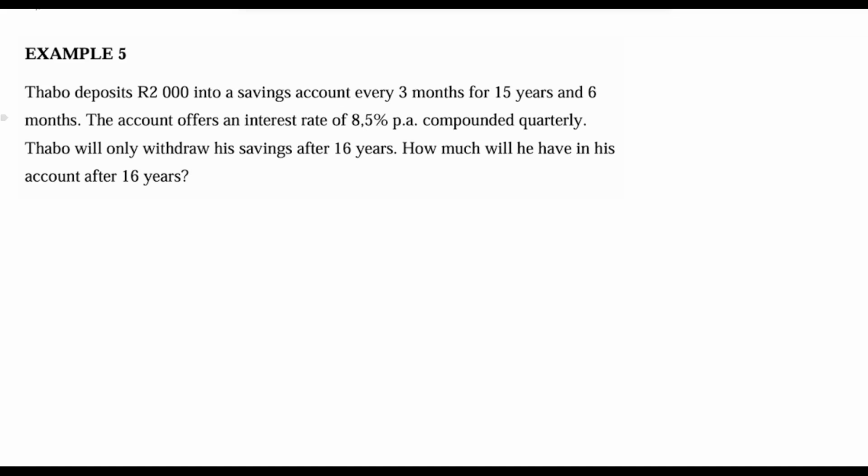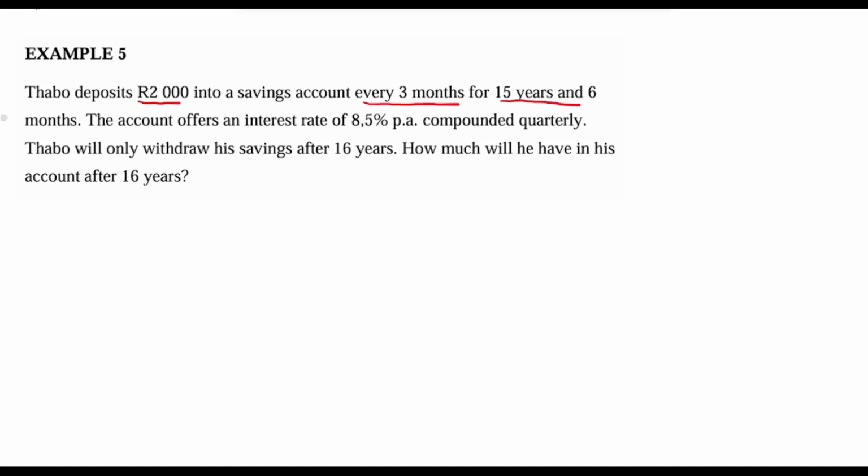Welcome back. Let's do example 5. Tabo deposits 2,000 into a savings account every 3 months. Every 3 months means what? How many times in a year? It means 4 times in a year. So the deposit is done quarterly. Every 3 months, quarterly, 4 times in a year.